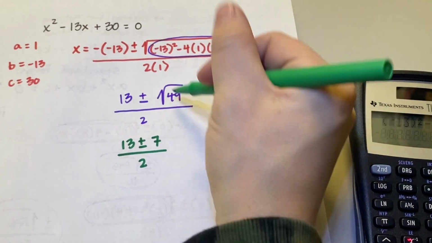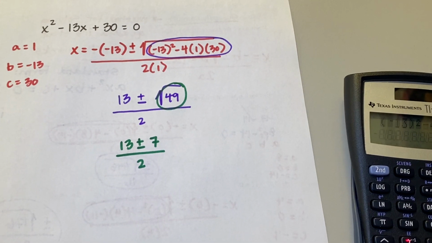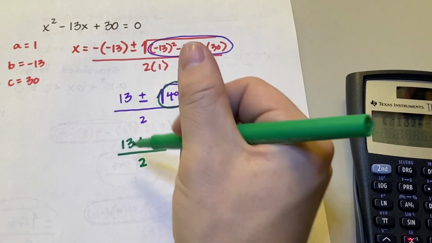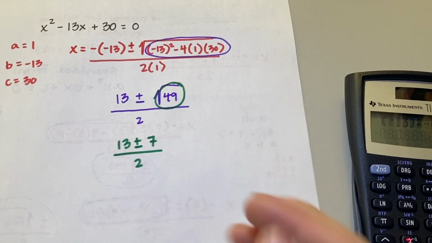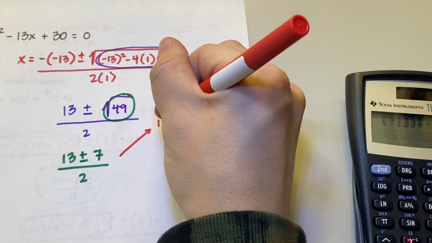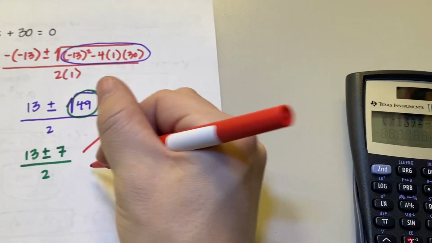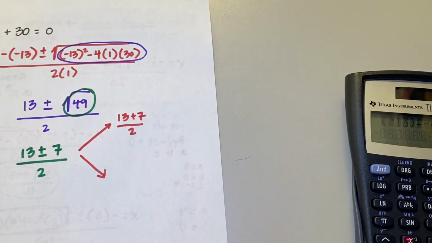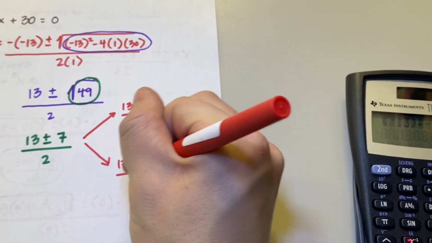Okay, that square root of 49 just turned into that 7, right? That is a perfect square. So this plus or minus right here, this is where it gives us two answers, right? In a quadratic, we always have two factors. So our first answer is going to be 13 plus 7 divided by 2. Our second answer is going to be 13 minus 7 divided by 2.